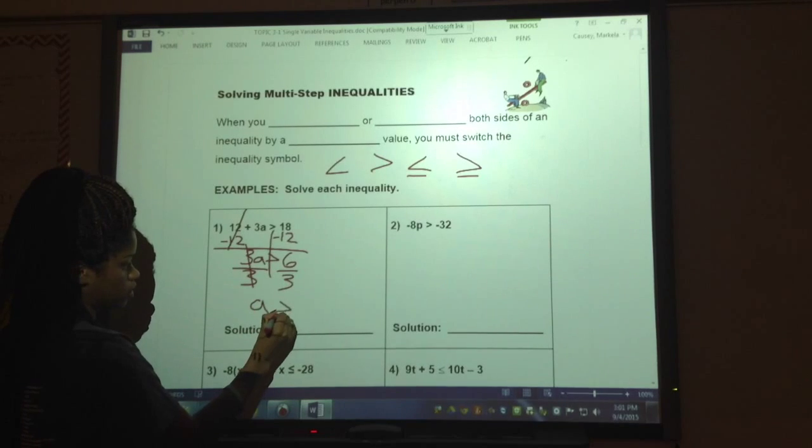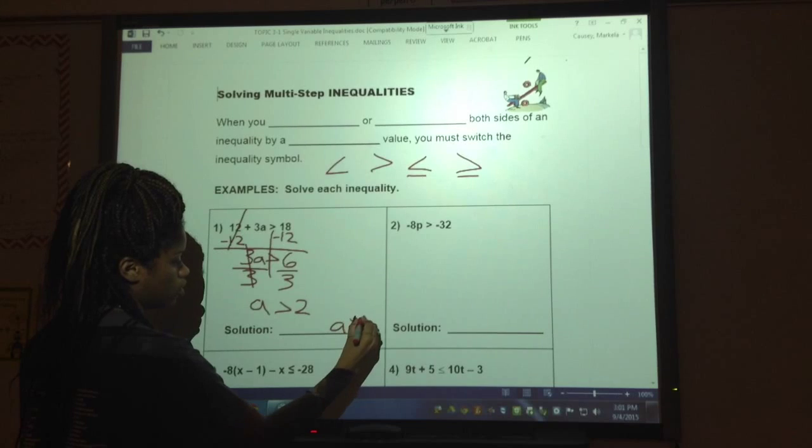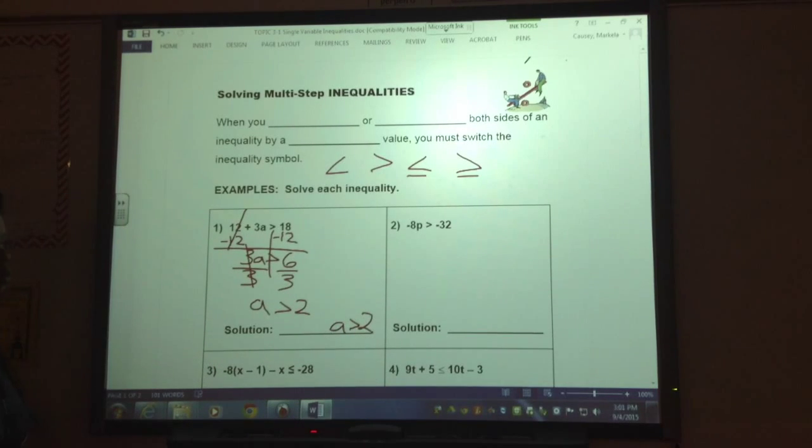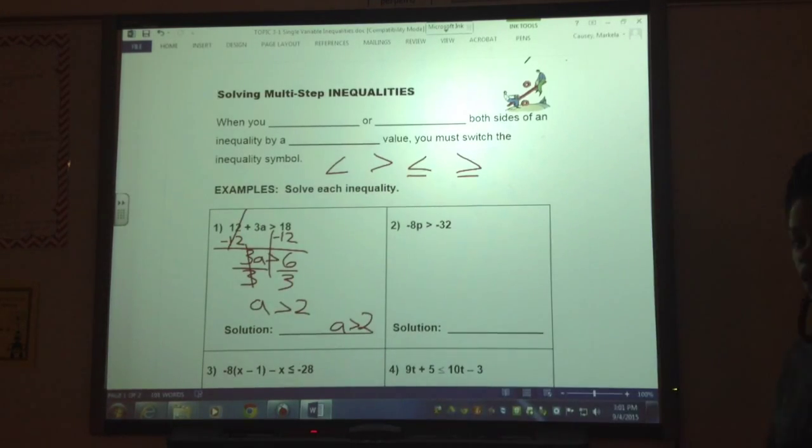A is greater than 2. That's my answer. So that one wasn't that different from a regular equation. The only thing that was different is I had an inequality besides an equal sign. Let's look at number 2.